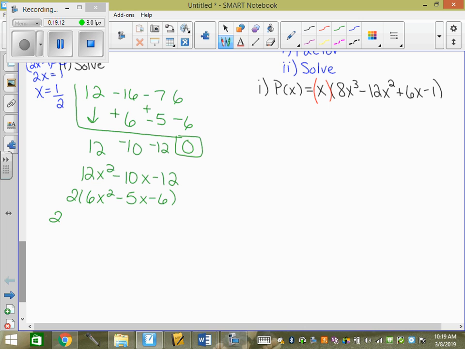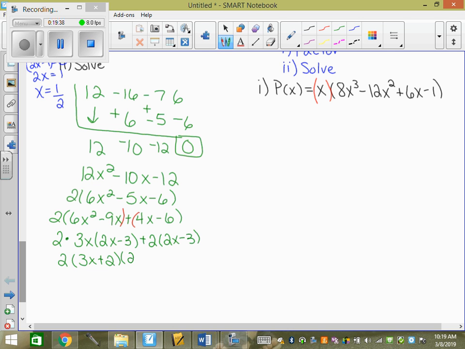Either way, it'll still work. So you get 36, so it'd be 6x squared minus 9x plus 4x. Don't freak out if you didn't do it this way, you'll still have the same answer. Take a 2 out. Left with a 3x, and you're left with 2x minus 3. Take out a plus 2, and you're left with 2x minus 3. And so we get 2 times 3x plus 2 times 2x minus 3.